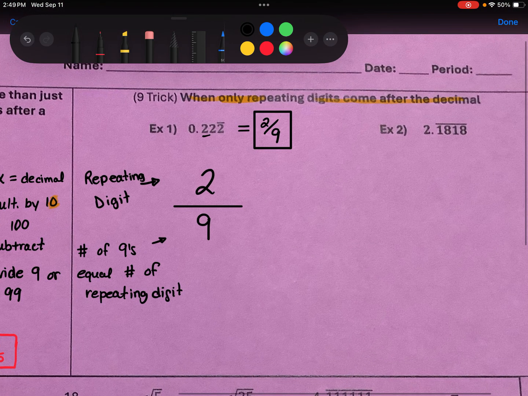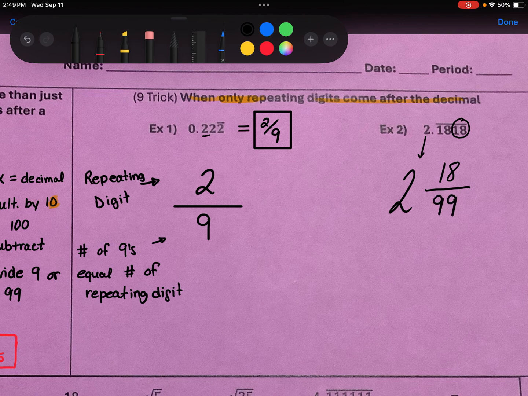Let's look at example 2. In example 2, what are the repeating numbers? 18, good. So we're going to take the whole number 2, and then our repeating piece goes in the fraction. The 18 is repeating, so that's my numerator. Two digits are repeating, 1 and 8, so I need a 9 for each of those. So we put two 9s. So my fraction is 2 and 18/99. That can be simplified. 18 and 99 are both divisible by 9. So we get 2 and 2/11.